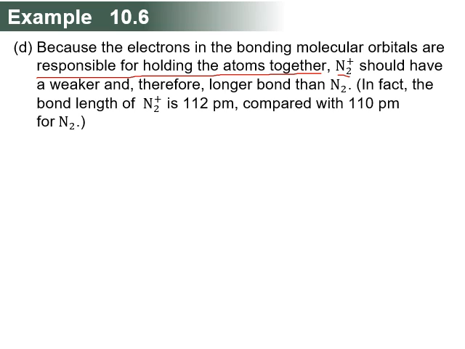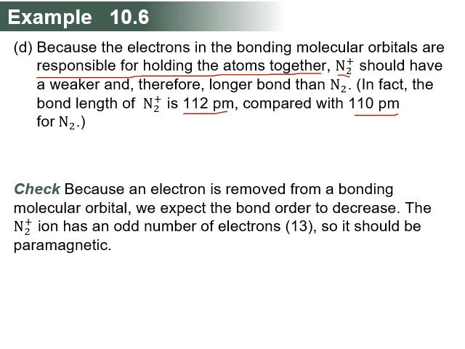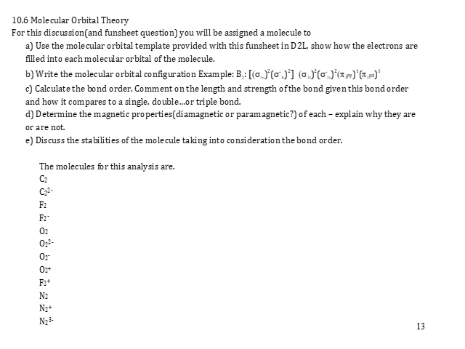And in fact, it does, from 112 to 110, but those are really close now, aren't they? And to check ourselves, because an electron is removed from a bonding orbital, we expect the bond order to decrease. And the N2 plus ion has an odd number of electrons, so it should be paramagnetic, which it was. We determined that from our molecular orbital configuration and molecular orbital diagram.